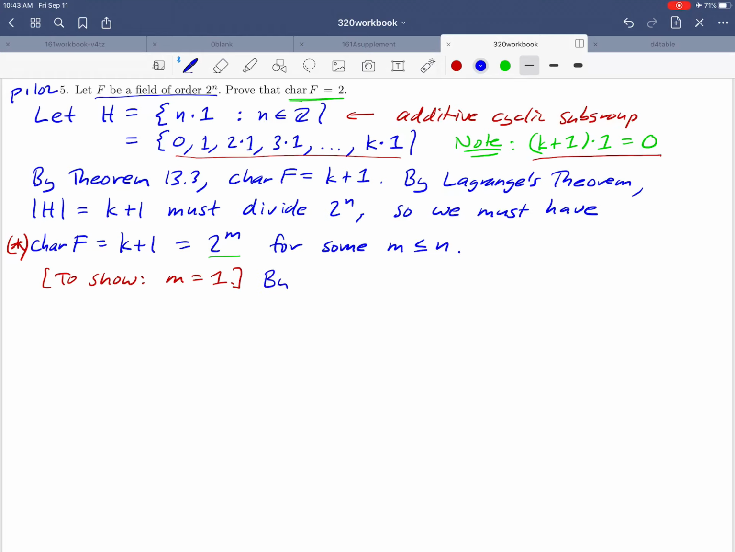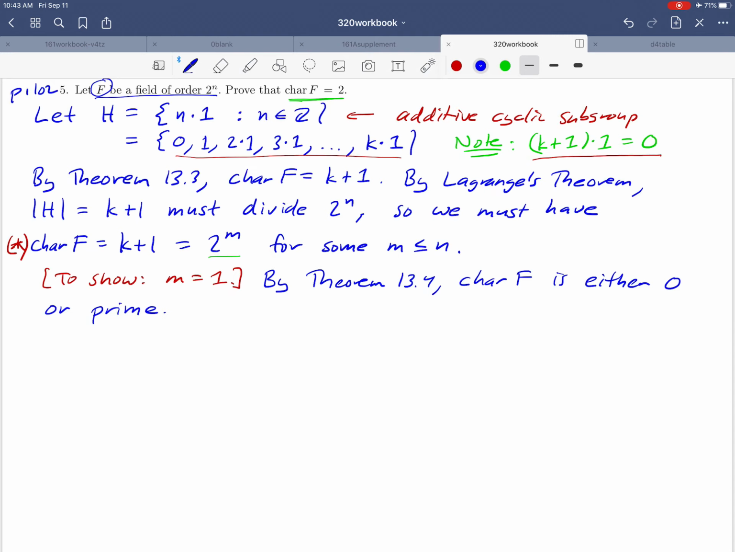Now we're going to bring theorem 13.4 into the game here. What did theorem 13.4 say? Well, it said that the characteristic of an integral domain is either 0 or it's a prime. We've got a field in our problem, and remember that every field is an integral domain, so theorem 13.4 applies to f. So we can say with confidence that the characteristic of f is either 0 or it's prime. Now I claim that the characteristic of f can't be 0.